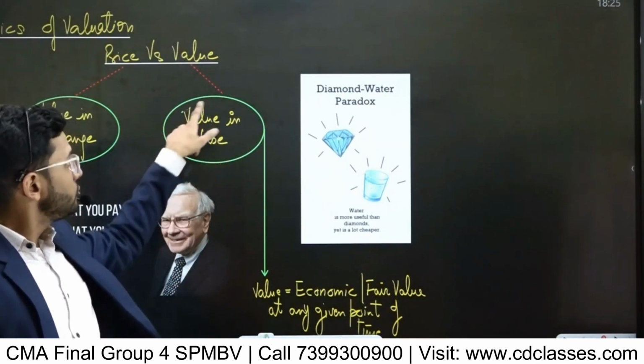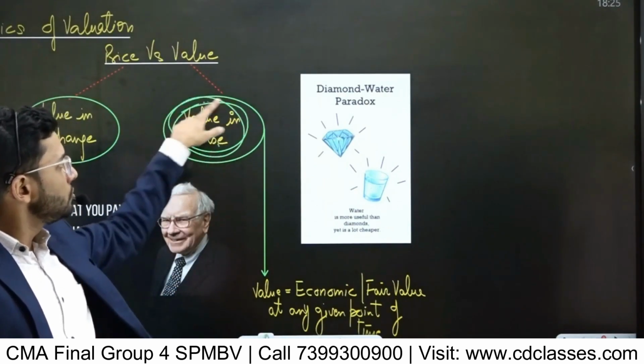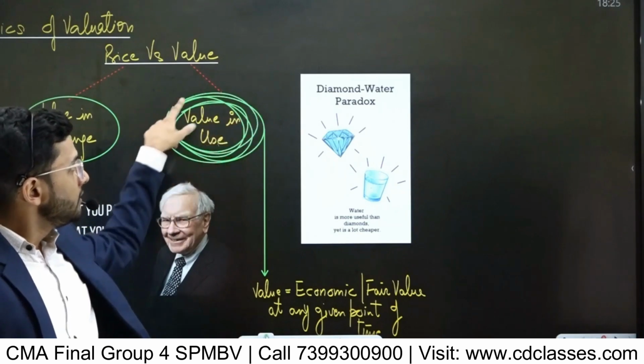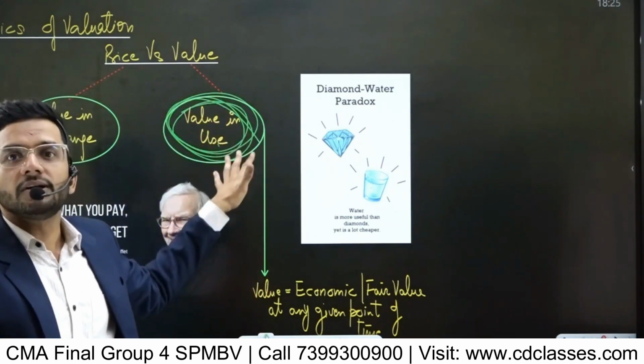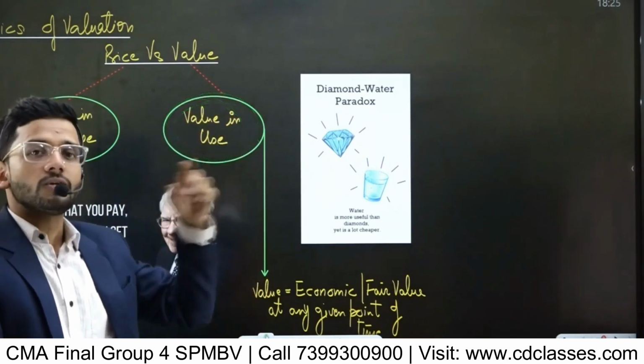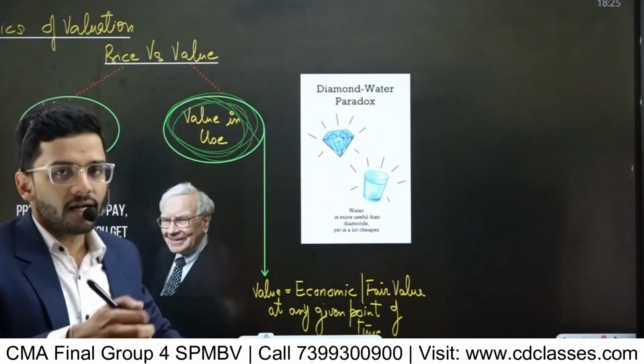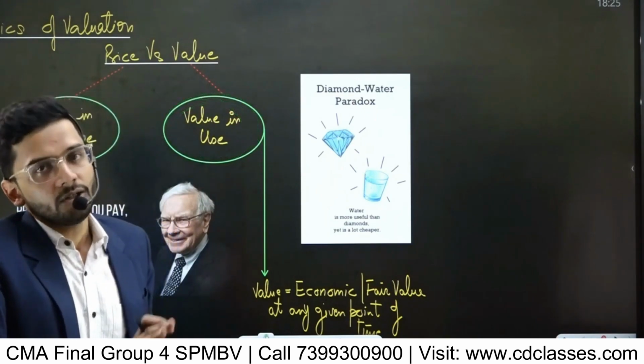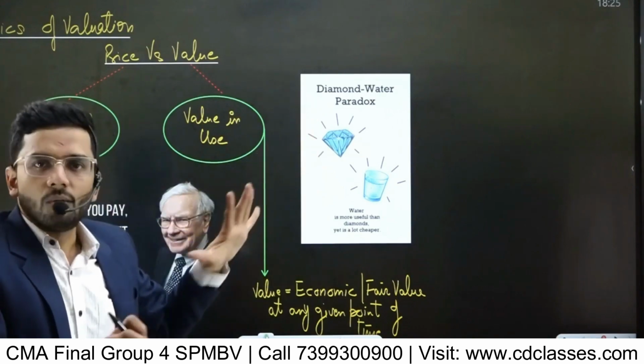I hope you are clear about value in use. Whatever use you will take that asset into, that will be the true value of that particular asset. So it is value in use. Whatever use you are going to put that asset into, that will be the value in use. Now coming on to the diamond water paradox, guys.